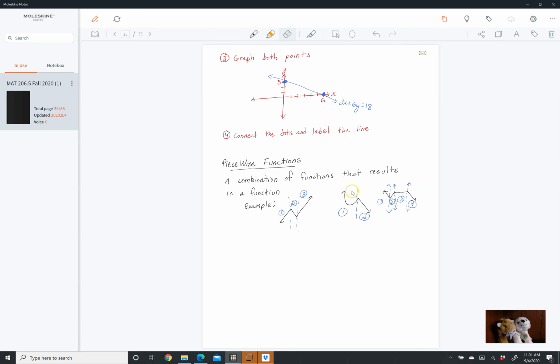Notice there is no overlap between the 2 functions, between any of the functions, right? The parabola stops at this wall. It does not keep going, it stops. We're saying the parabola only exists before that wall. After that wall, we only have the line.